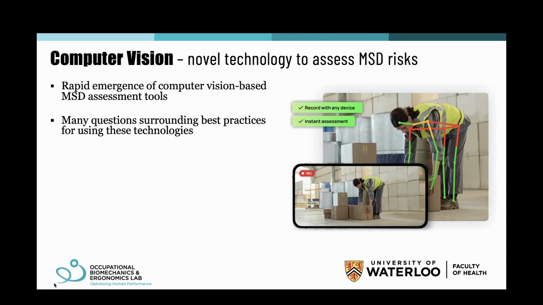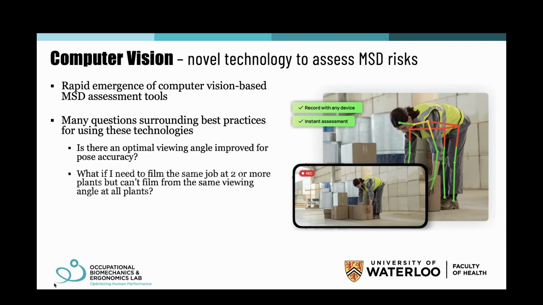However, like I said, it's a rapid emergence of these technologies, so there are many, many questions surrounding how to best use them. Some that we tried to tackle with this project: is there an optimal viewing angle for improved pose estimation accuracy? An example of this is if you are in a larger company with multiple sites globally or locally, and you have 2 people taking videos of the same task, what if they're from different angles? How does that influence the pose estimation? How do we interpret the data and evaluate it to then do some risk assessments and find some solutions in the field?